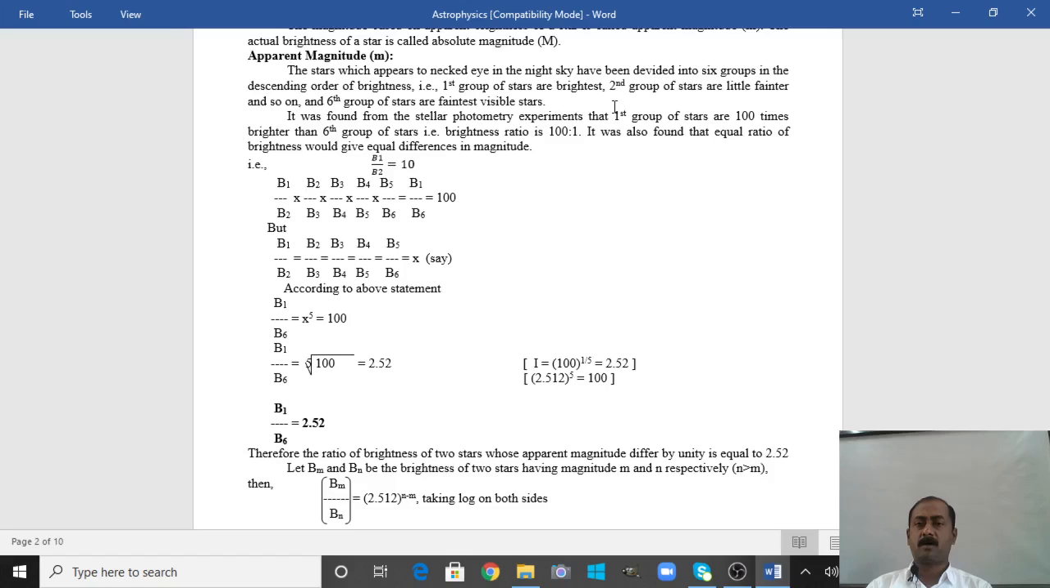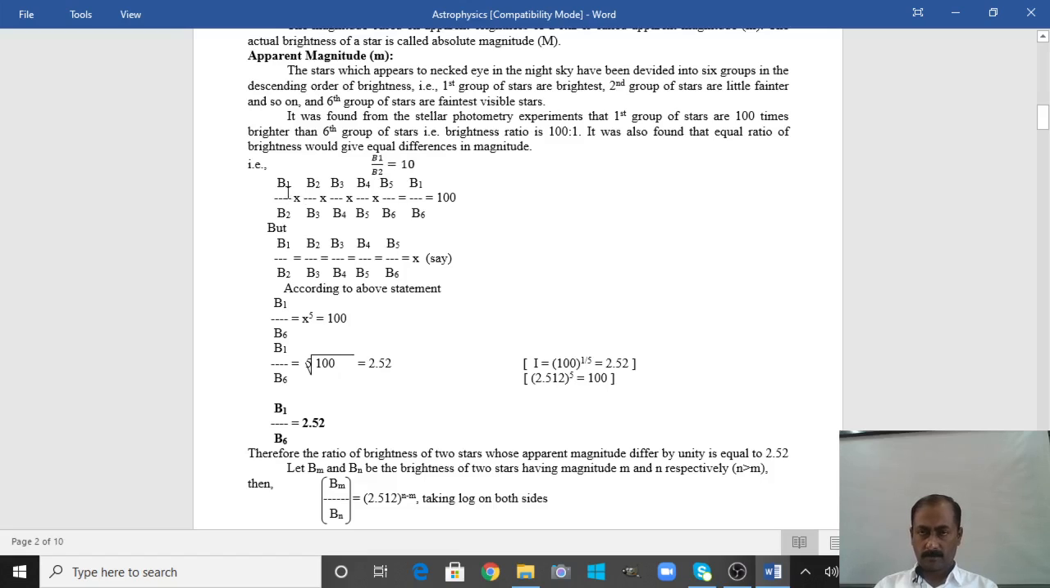It was found from the stellar photometry experiments that first group of stars are 100 times brighter than sixth group of stars. That is, brightness ratio is 100:1. It was also found that equal ratio of brightness would give an equal difference in magnitude. That means the brightness ratio B1 by B2 equals 100.